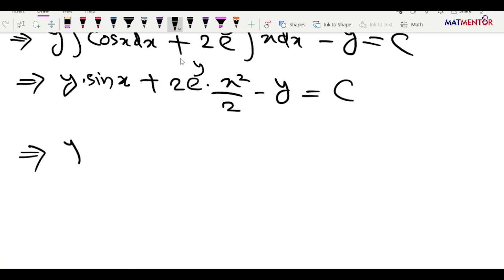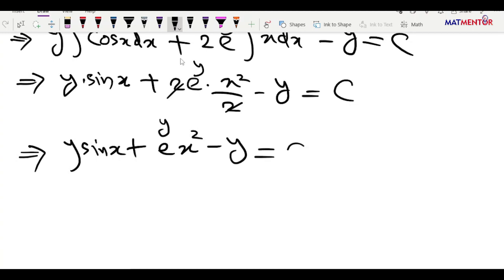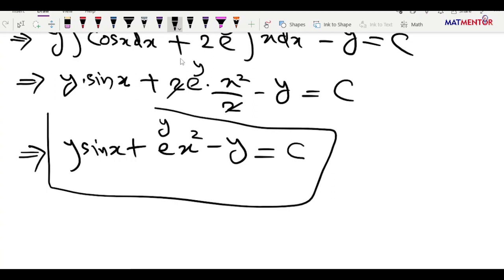So y sin x plus, here the 2 and 2 will cancel, and we will have e^y x² minus y equal to c. So this is the general solution of equation 1: y sin x + e^y x² − y = c. Thank you so much.